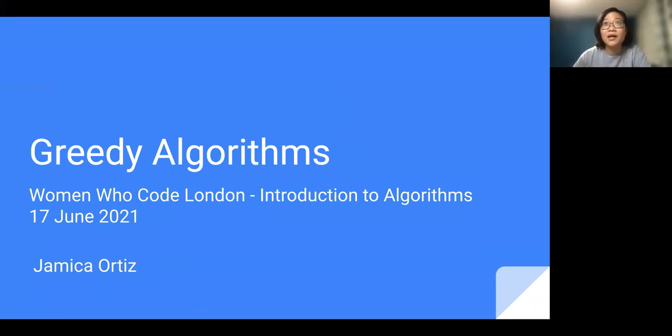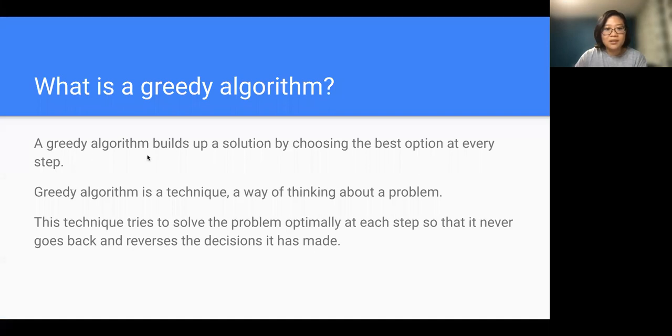Cool. So today I will talk about greedy algorithms, and this is something that I really like to talk about. So first of all, what is a greedy algorithm? It's a way in which we build up a solution by choosing the best option available at every step. I always thought greedy algorithm is a type of algorithm, but it's actually a technique. It's a way of thinking about a problem.